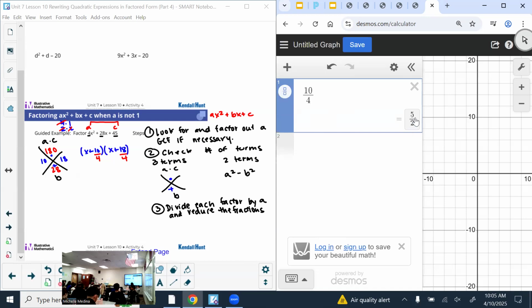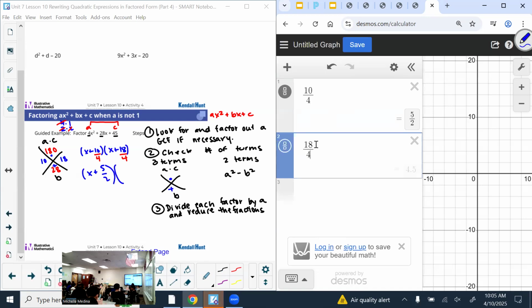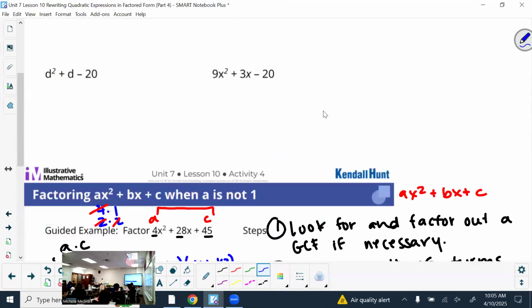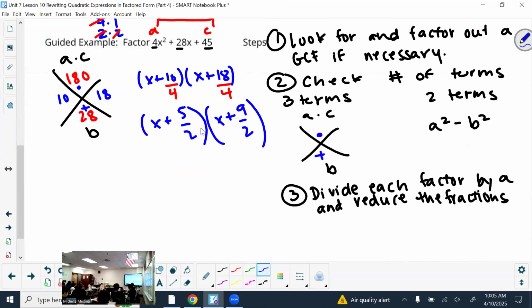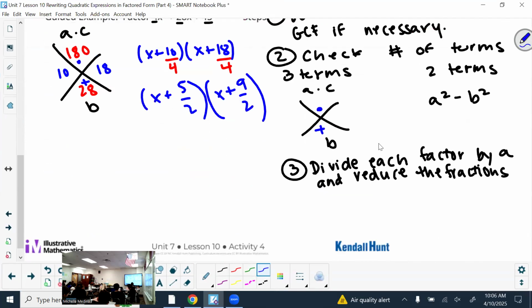So right now I have it as x plus 5 over 2. And now we need to reduce 18 over 4. I'm going to click the decimal to fraction button. 9 over 2 is what the other one is reduced to. Okay, but I mean, this might help us easily see our zeros.